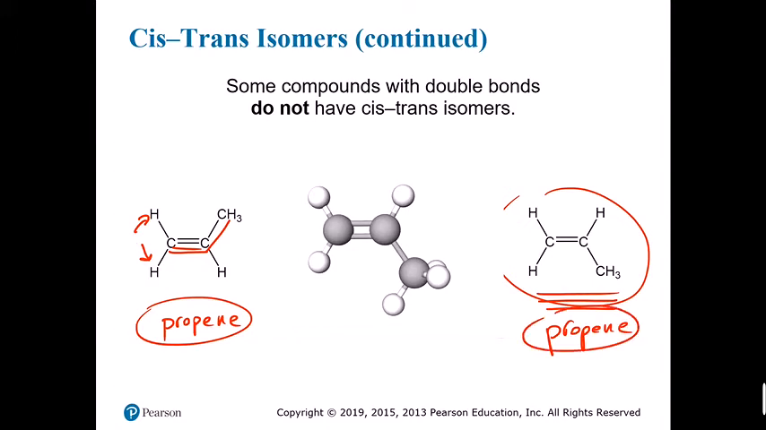So the rule here is that if one of the carbons in the double bond has 2 atoms attached to it that are identical, or 2 substituents, entire groups attached to it that are identical, then there's no cis-trans isomer. Both carbons have to have 2 different substituents, or 2 different atoms or groups attached to them in order to have this isomerization.